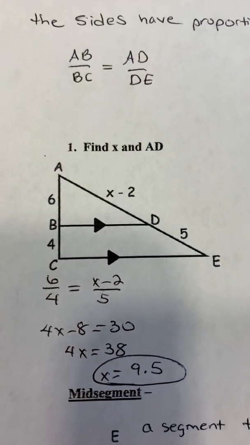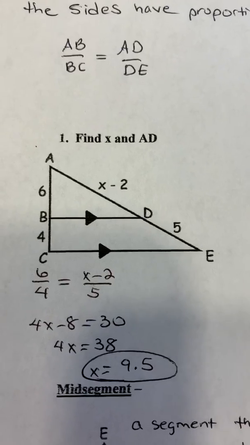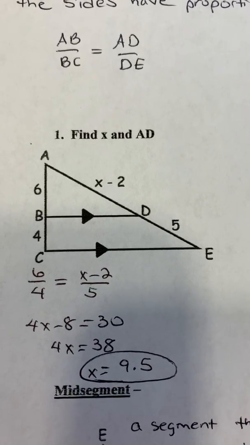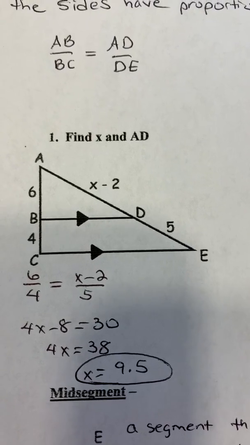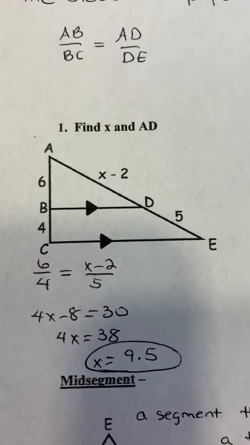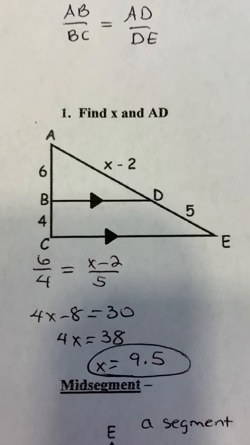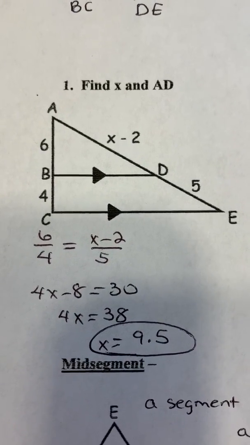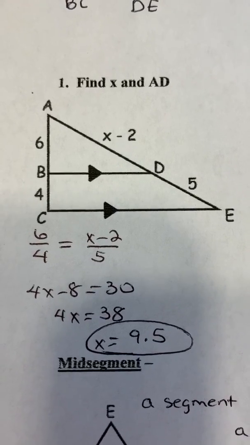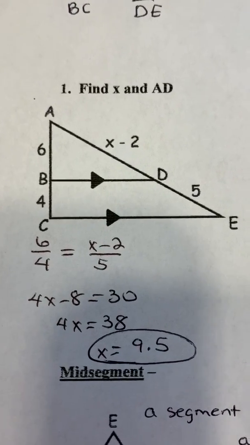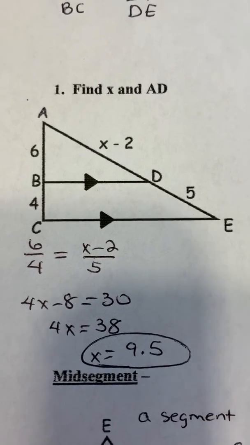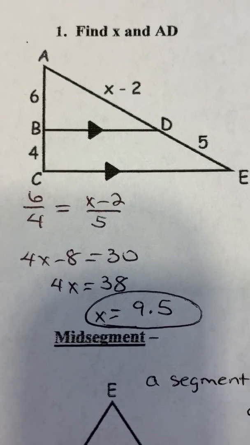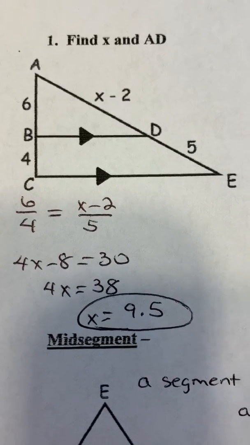Looking at example 1, we can say that 6 is to 4 on the left-hand side is to x minus 2 and 5. You're going to use cross products to solve. Please be aware of the distributive property, from lower left to upper right, giving you 4x minus 8. Other side, 5 times 6 is 30. Adding 8 to both sides, of course, gives you 38. Divide by 4, you will get 9.5.